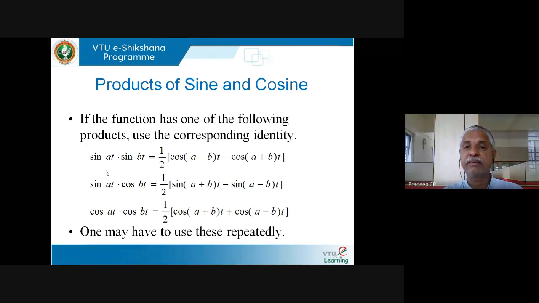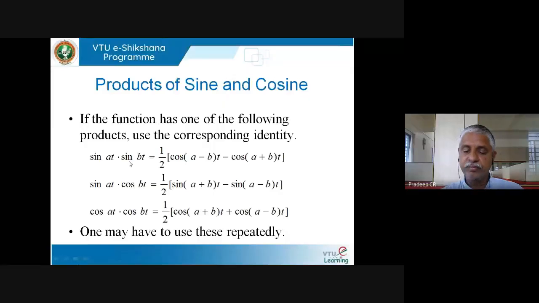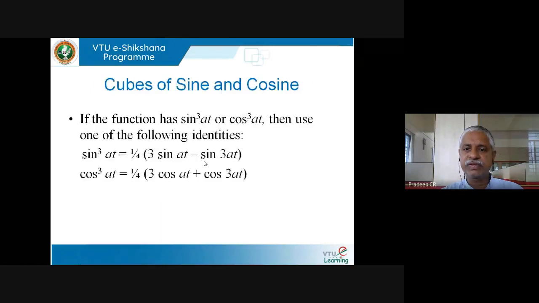If it is sin 5t, sin 3t into sin 7t, something like that, then you have to use this formula twice. I gave you two examples before, so I don't think I'll spend time on that. I did not give an example for the cubes of sine and cosine. I just told the method and that's it.